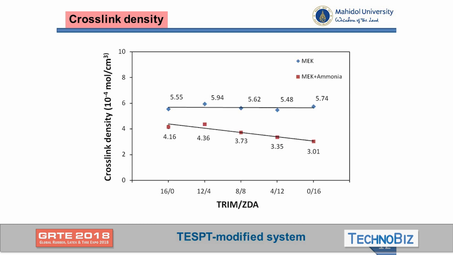This slide shows the crosslink density of the TESPT modified system. And it can be seen that the crosslink density obtained here is lower than the control system without the silane coupling agent. So it can be said that with the presence of the TESPT silane, the crosslink density of the vulcanizate obtained from the peroxide curing is decreased.